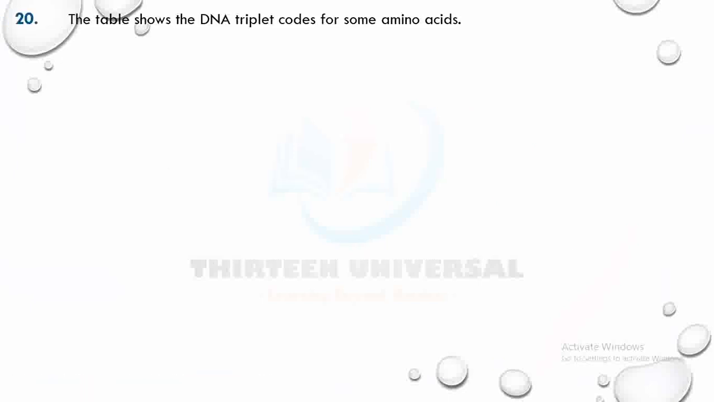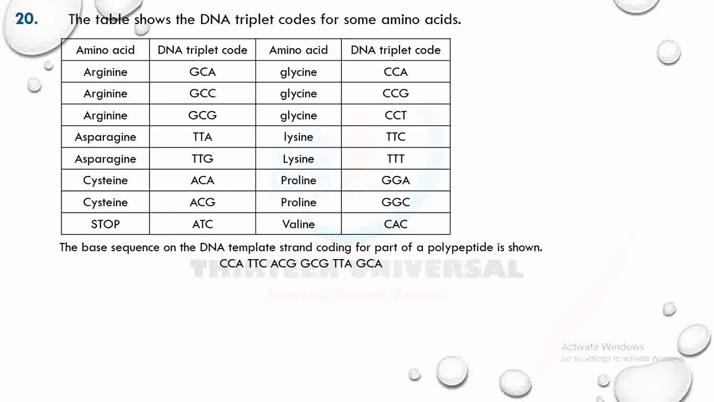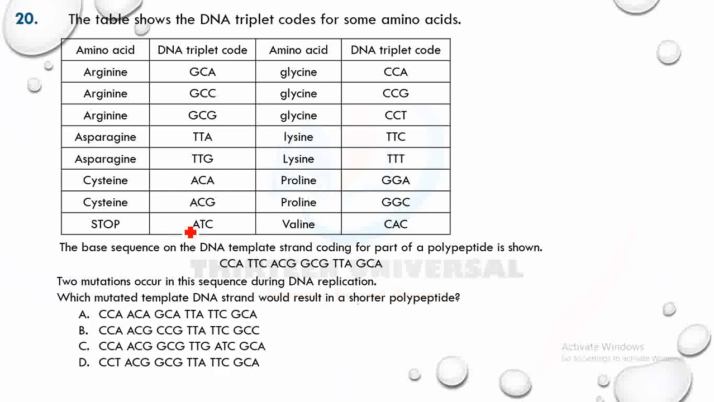Okay. The table shows the DNA triplet code for one amino acid. You can see that. Okay. The bases on the DNA template strand coding for part of a sequence are shown. 2 mutations occur in this sequence during DNA replication. 2 mutations. Which mutated template DNA strand would result in a shorter polypeptide? The one that has ATC. I think we'll solve this question. So solve it again. It's repeated. So that's C.